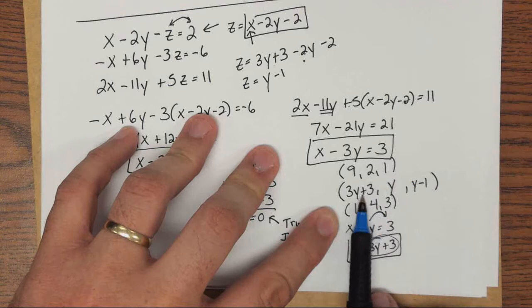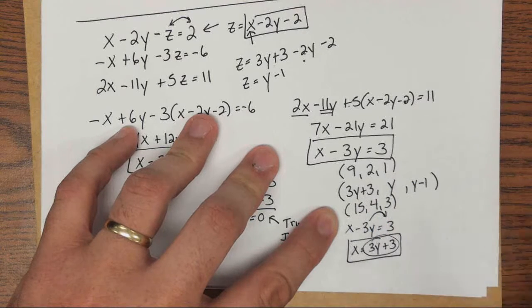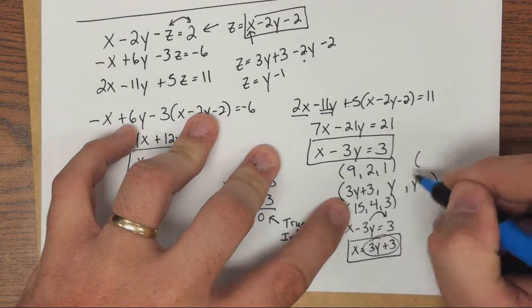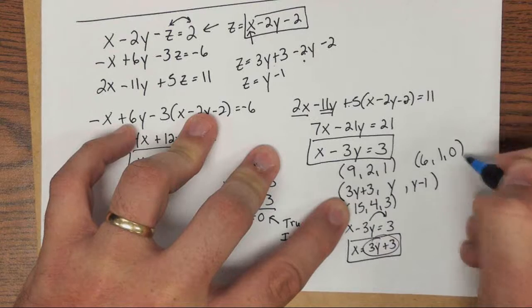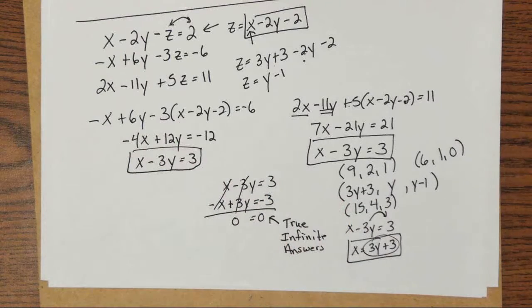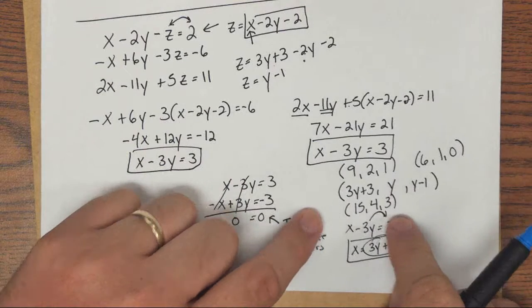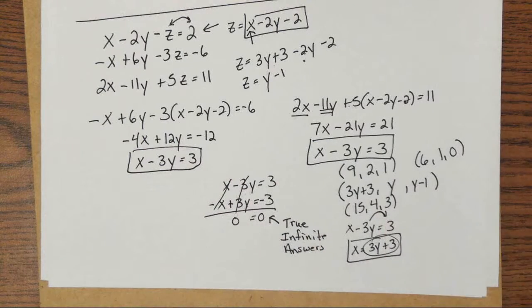And you could actually use this by plugging in anything you want for y. You could get a whole list of possible answers there. If y is 1, you would have the answer 3 plus 3 is 6. y is 1. 1 minus 1 is 0. And that tells you all the different answers. At that point, and usually the computer is going to tell you what it wants you to write it in terms of, x, y, or z.